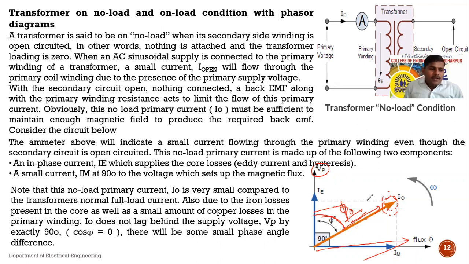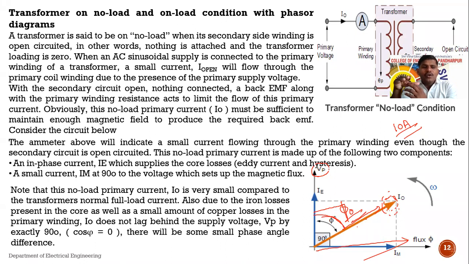Right. See, note that this no load primary current I0 is very small as compared to the full load current. Suppose transformer has a rating of 10 ampere. Transformer's rating जर 10 ampere असेल, so near about 1% or 2% current will be taken from the supply at a no load condition. That means it is a very less current as compared to full load current. Full load current ला compare करता हा जो काय current असेल, it is very less.